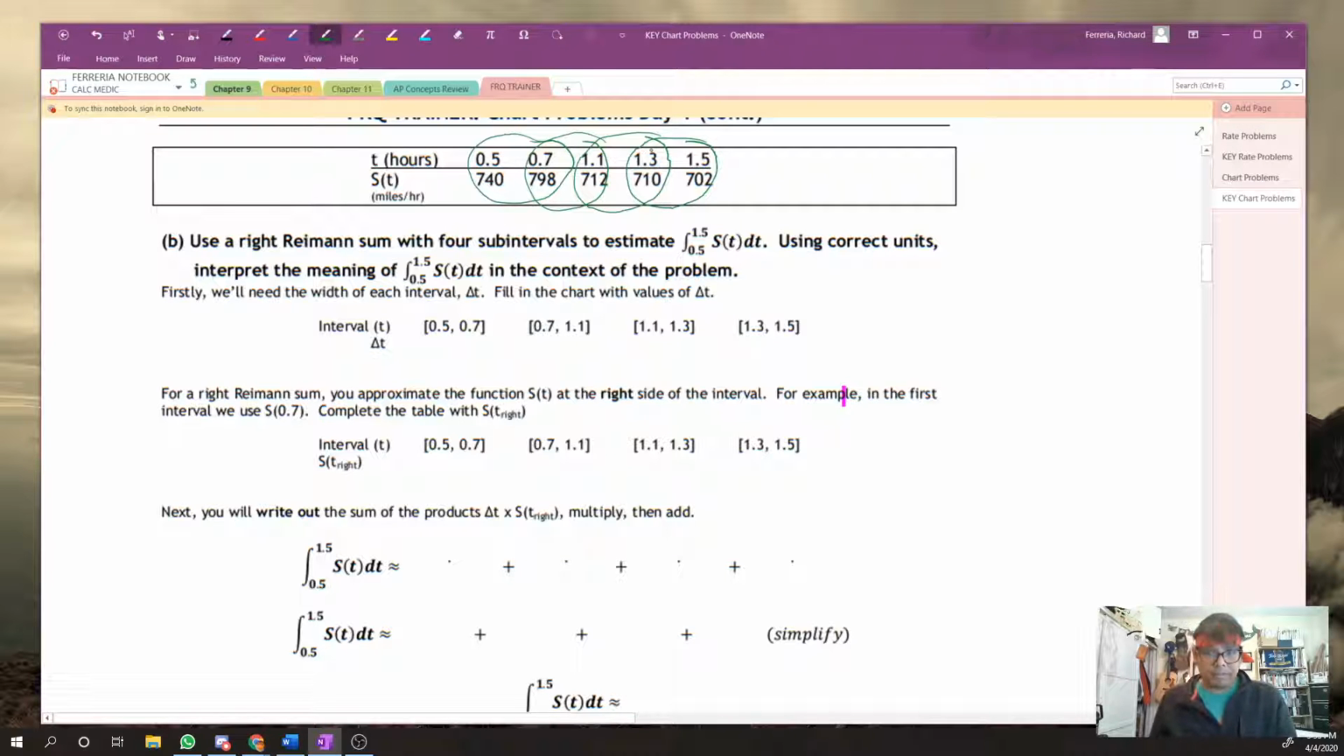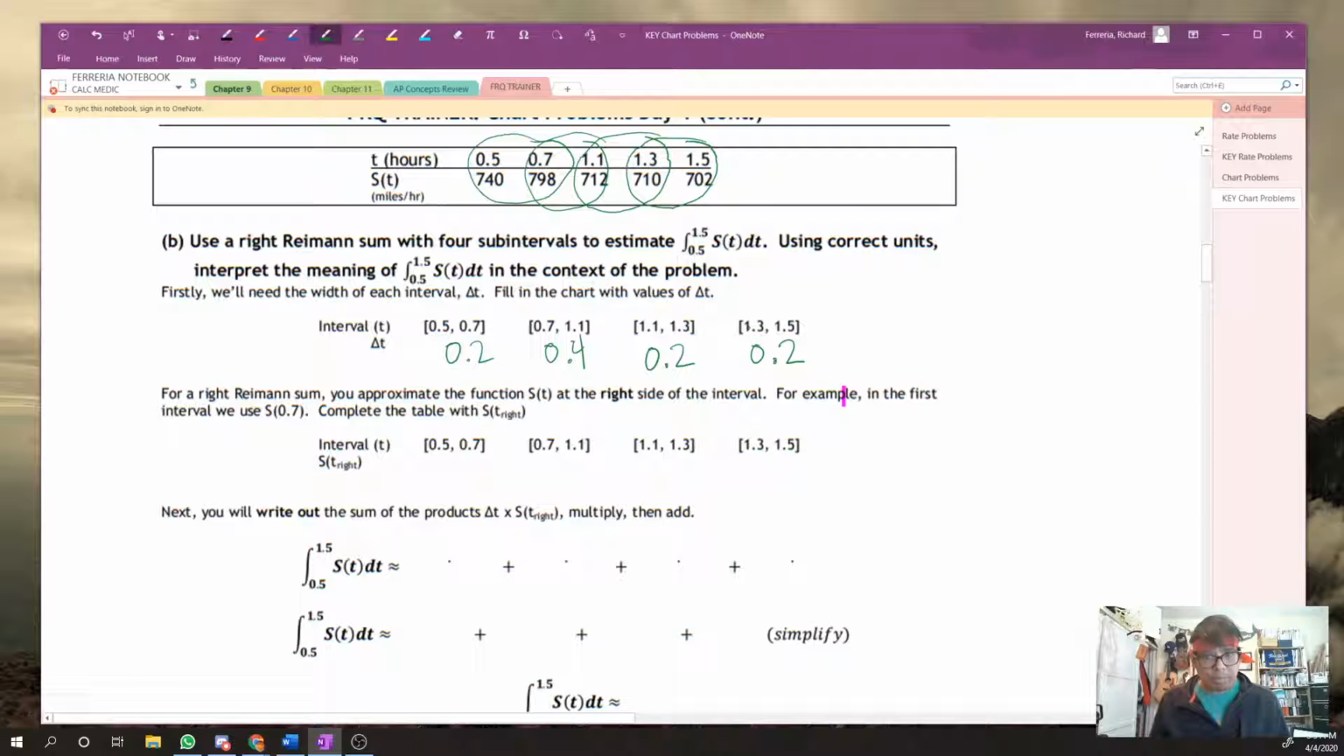Next thing you want to do is find out what the delta t's are. What is the change in the independent variable? So this is nicely written for you. You might want to imitate this as you take an AP test. From 0.5 to 0.7, what would be delta t? I think that's 0.2. 0.7 to 1.1, that is 0.4, if I don't do any subtraction wrong, that is. 1.1 to 1.3, that's 0.2 again, and then a 0.2 finally at the end.